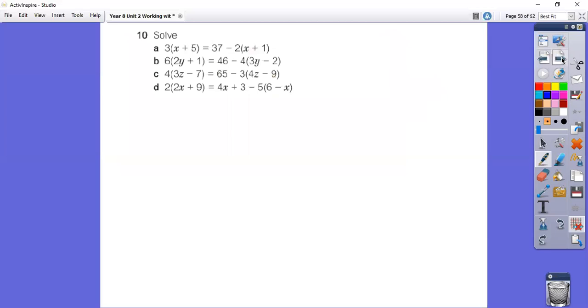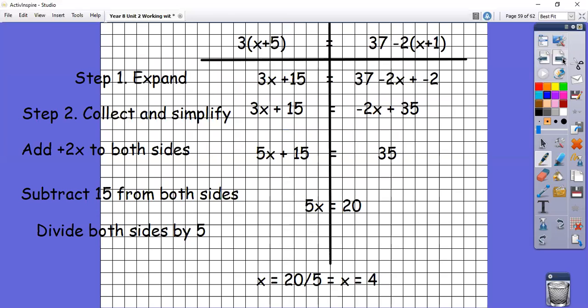Now, the next question is question 10. You've got these similar questions here. I'm going to do the first one with you. Again, follow my steps. If you have any questions, let me know. So here we have 3(x + 5) on the left-hand side. On the right-hand side, you've got 37, then you've got negative 2(x + 1).